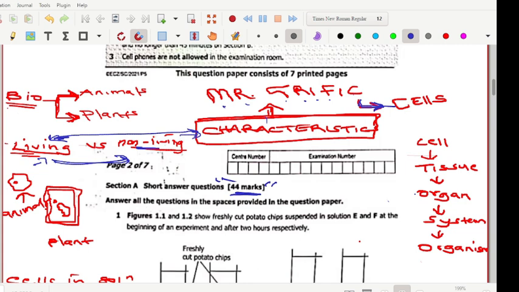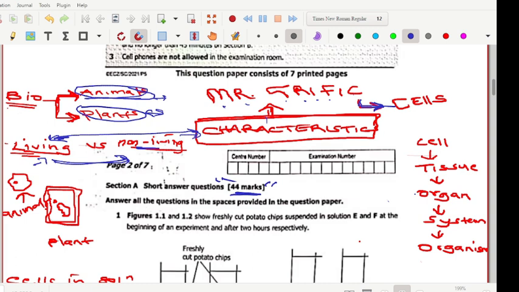Are we together? Yes. So when it comes to living things, normally we focus on what? Plants and animals. That is our main focus. What you look at in plants, you also look at in animals, because there are certain similarities, though to some extent there are some differences.